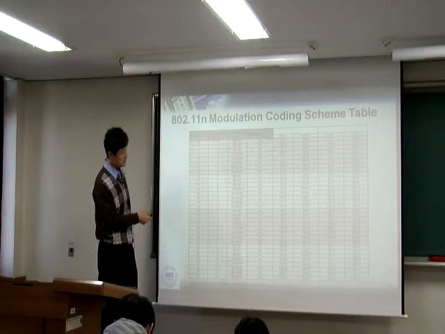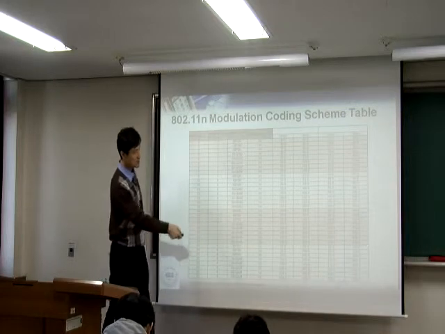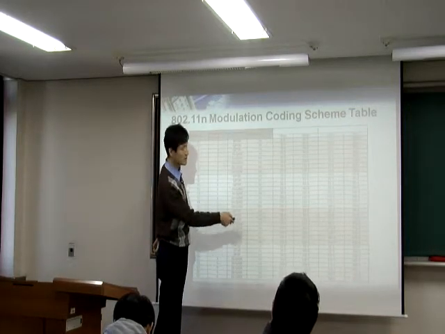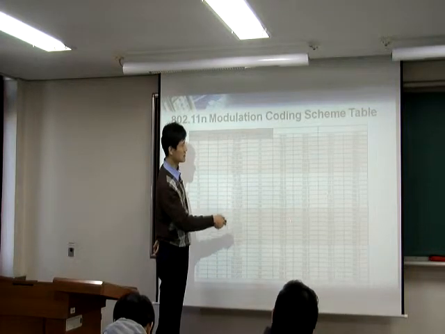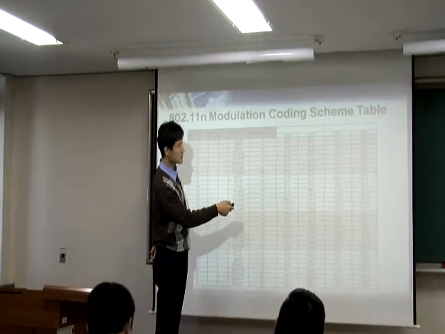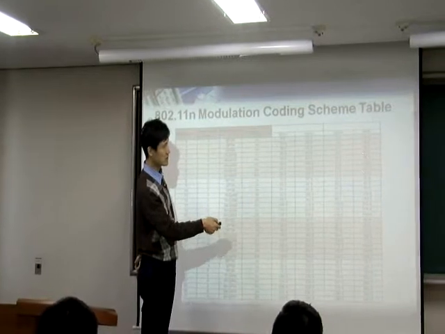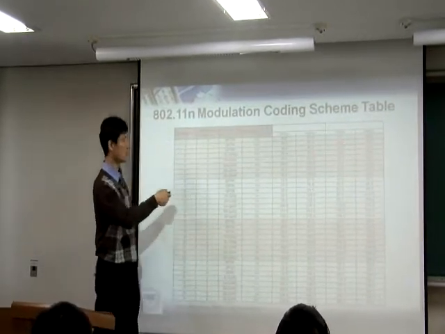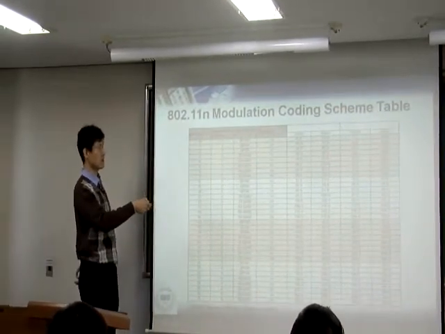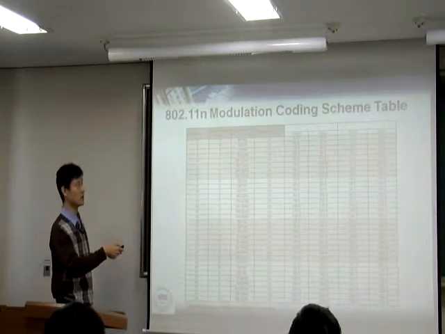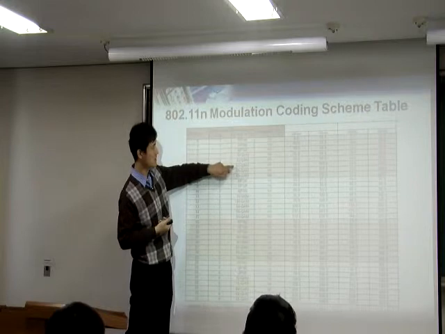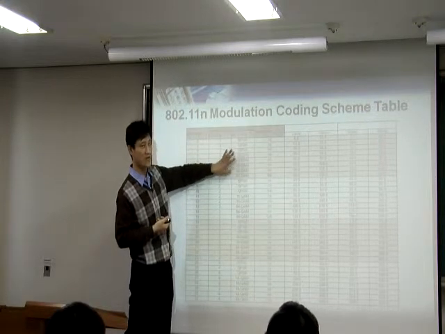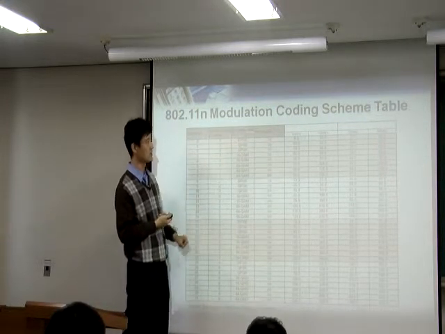Definitely, if you increase the number of streams, you expect a higher throughput, right? These are throughput. All these are throughput. Okay? Generally, you expect a higher throughput compared to the one with a single stream. And they also have adaptive modulation: BPSK, QPSK, 16 QAM, 64 QAM. They have 4 choices of modulation.